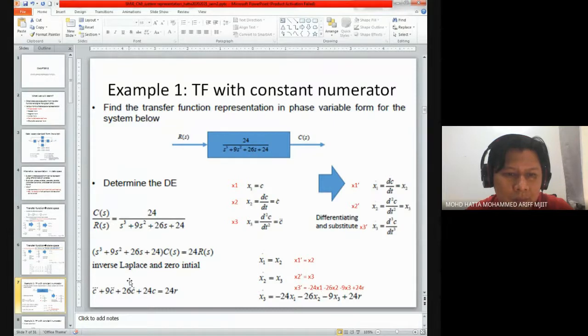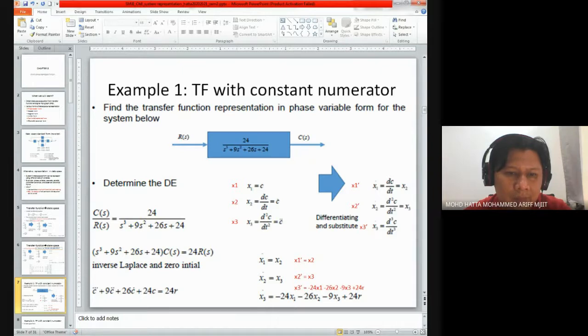We have c triple dot, or d cubed c over dt cubed. We have 9 d squared c over dt squared. We have 26 c dot, and also we have plus 24c. This will happen when we try to expand this equation. And please note that before you expand, you also would have to consider inversing the Laplace and consider zero initial conditions.